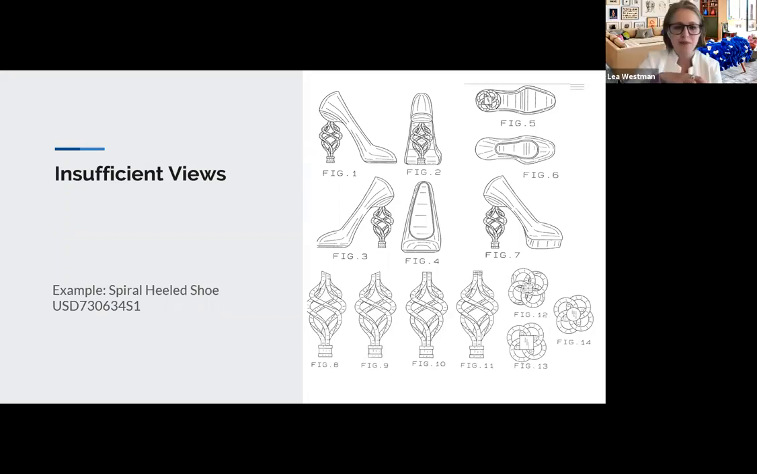Just visually, for me, a lot of this clicked when I actually started seeing design patent applications in front of me that we were working on. This is an example of a long ago issued design patent to a spiral heeled shoe. You can recognize that this is a high heeled shoe where the heel itself has this spiral pattern, this very distinct design. As we mentioned before, this is a 3D article, meaning that at a minimum, you want 6 orthogonal views to be able to see each view of the shoe from each angle.